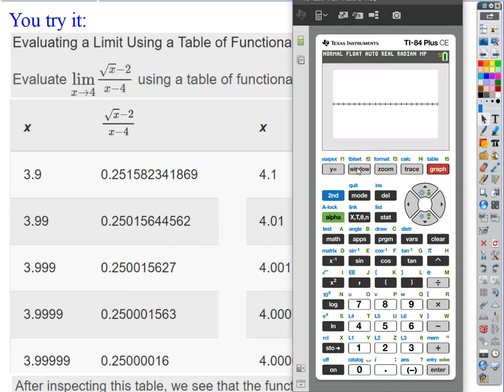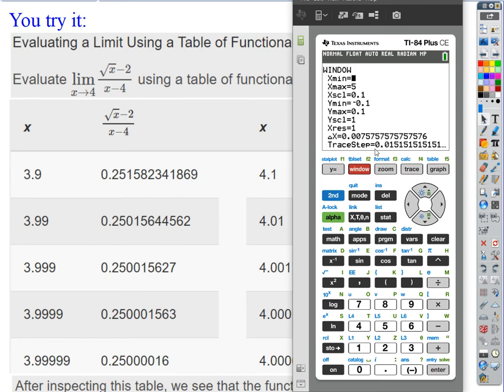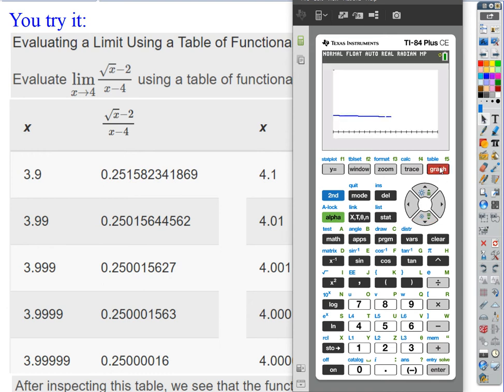Screwed something up. Well, no. What was my answer on this one? 0.25? Oh, well, what did I do? Oh, I went from negative 0.1 to 0.1. I want to go 1. Okay? You see what I did?